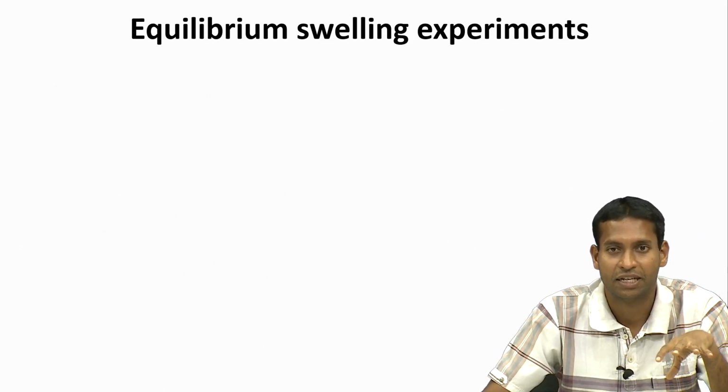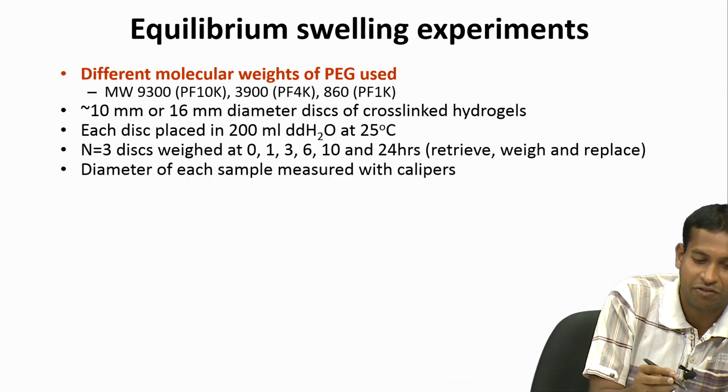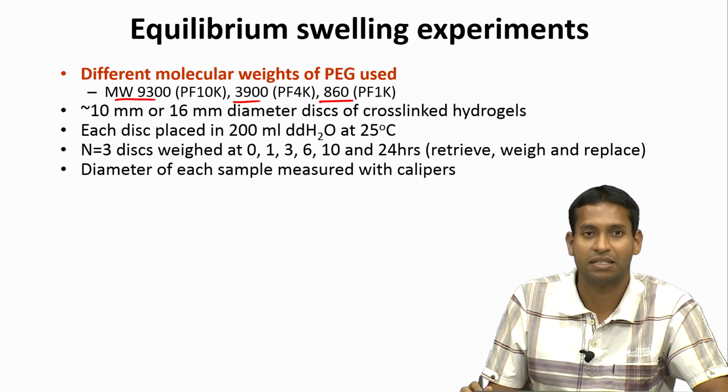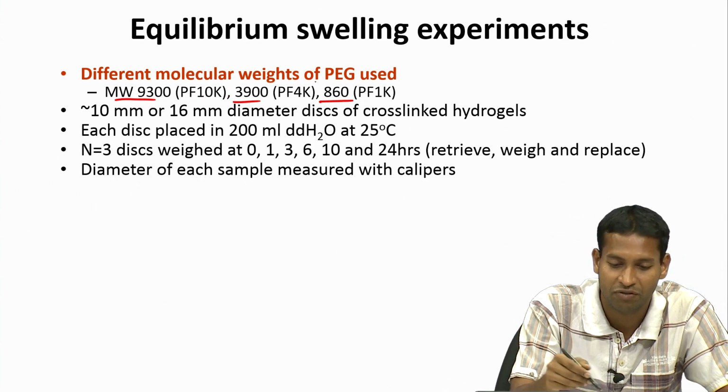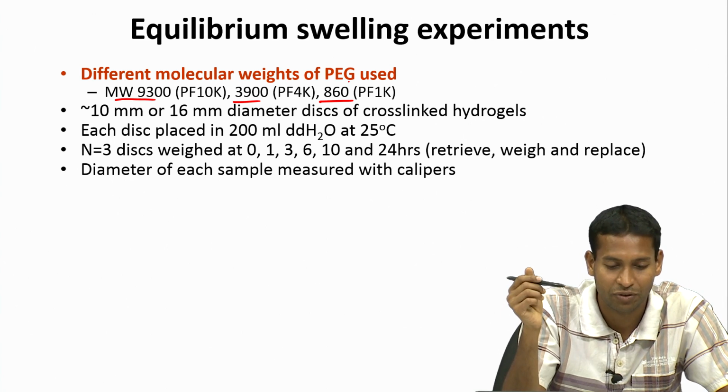So, let us see what they have done in terms of characterizing the pore size of this particular hydrogel that they have formed. For the PEG, they used different molecular weights. They formed 3 different types of gels, defined as PF10K, PF4K, and PF1K, and that is essentially telling you the length of the PEG that they have used.